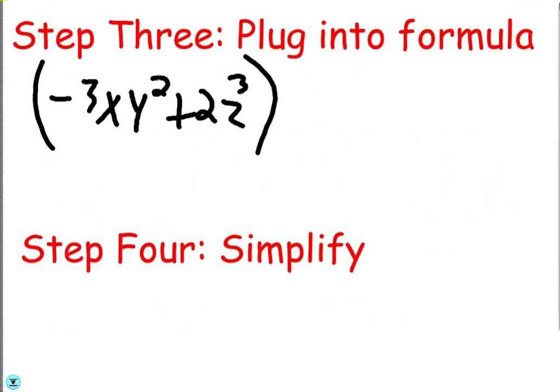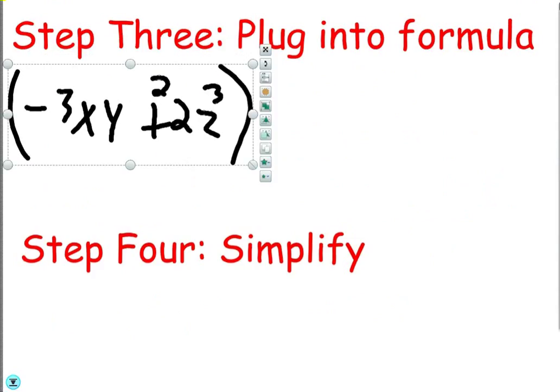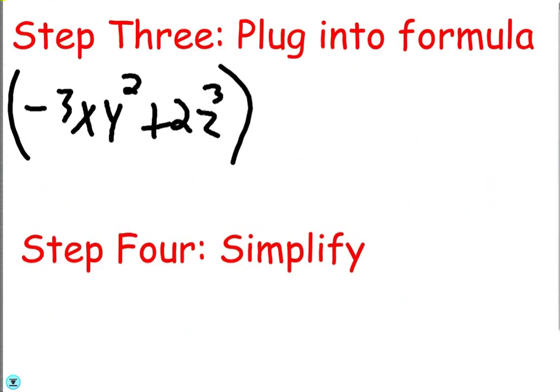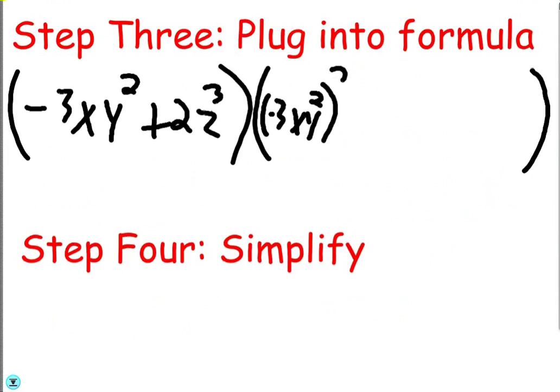See if I can move this over a little bit. I think I'm going to run out of room here. Okay, now let's do our second set of parentheses, see if we can fit everything in. So it's going to be a squared, just like before. But again, all of that's being squared, so I have to put it in parentheses, like that. And then it's plus AB. So it's going to be plus negative 3xy squared.